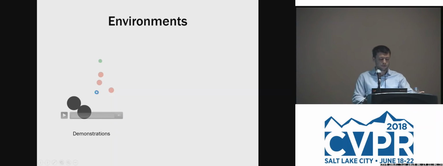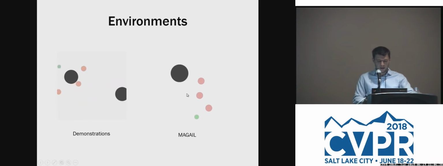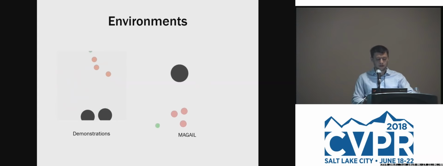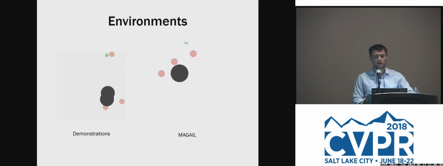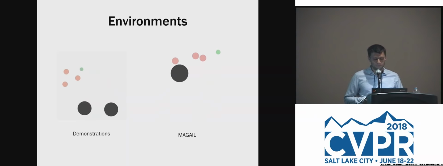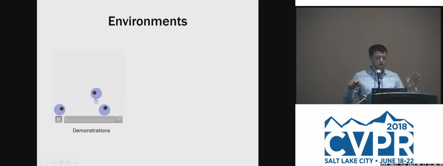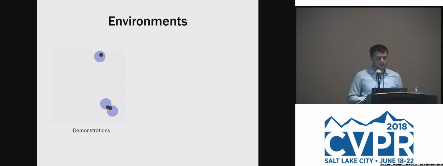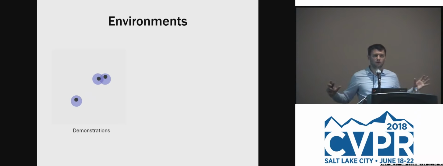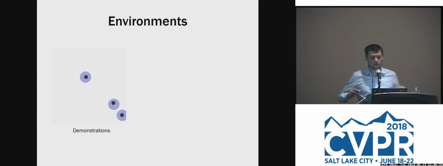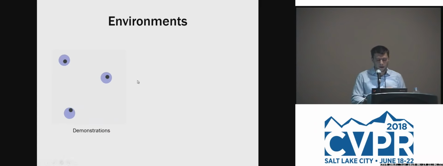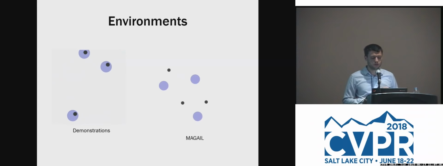Here are some examples of the input demonstrations. And I have some examples of the kind of policies that we are able to learn using our method. Here is another example where the goal is to go and cover different targets, and the agents have to synchronize because you don't want to have both agents go to the same target. And here are some examples of the kind of policies that we're able to learn using our method.